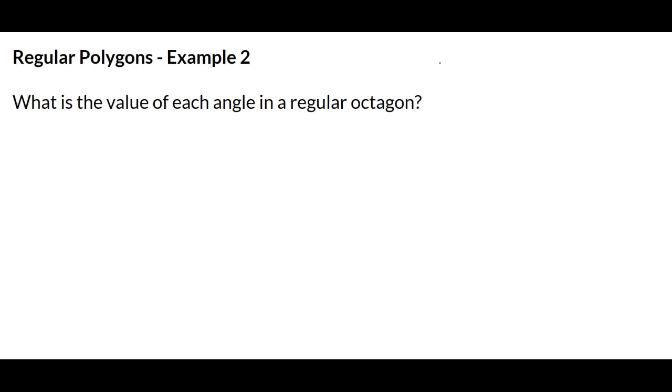Okay, so to do that, we're going to remember that the sum of interior angles is going to be the number of sides of the polygon minus 2, and then that is the number of triangles inside the polygon, so we multiply that by 180.